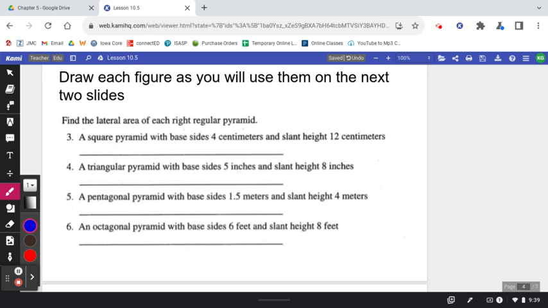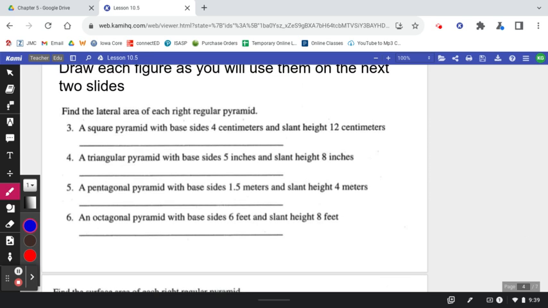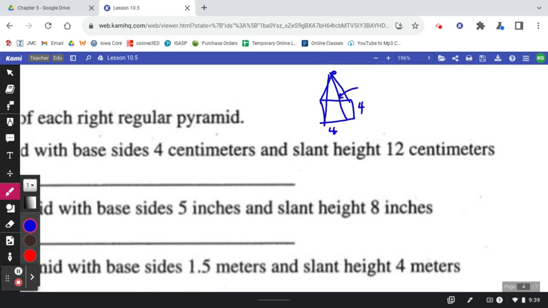Draw each figure as you will use them on the next 2 slides. Find the lateral area of each regular right pyramid. The first one is a square pyramid with base sides of 4 and a slant height of 12. So there's my picture. It's not a very good one. I wish I had one I could just slide in here. I don't. And my slant height is 12.